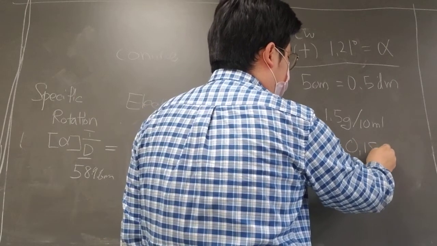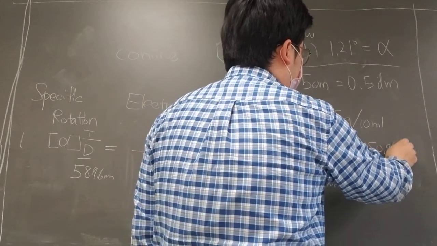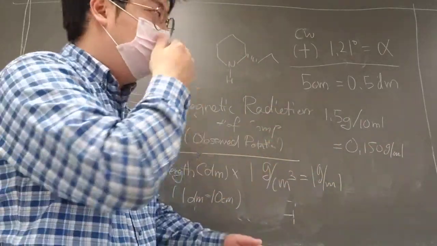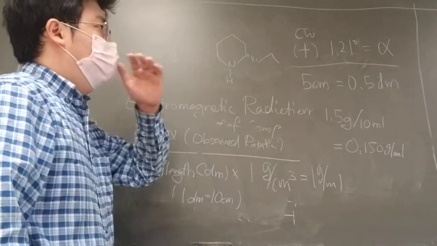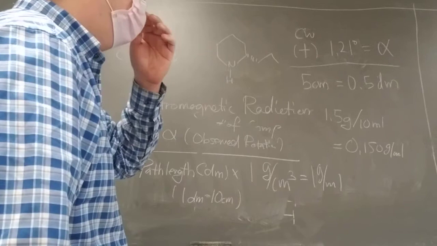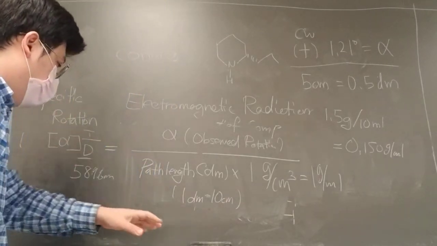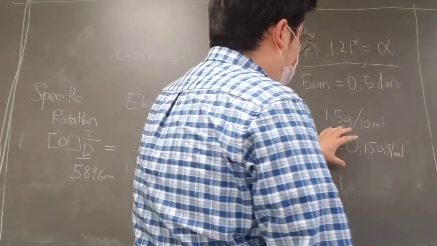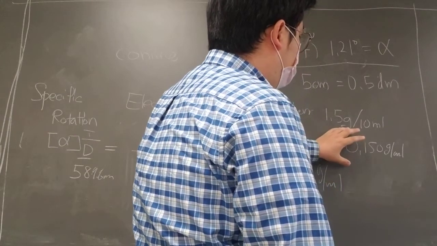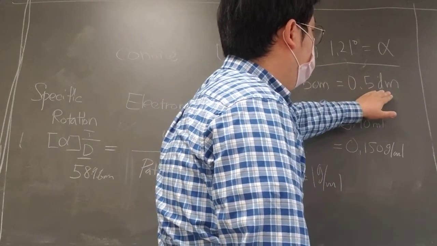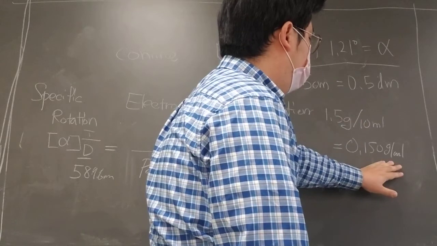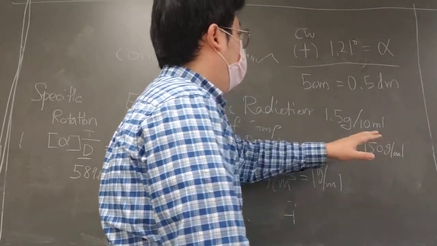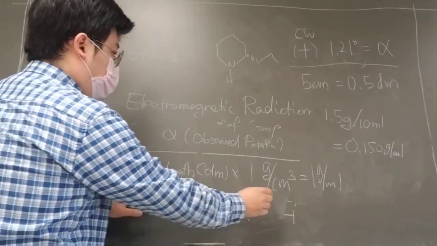0.15 gram per ml, or you can say centimeter cube, same. Okay, so now we have everything here. Now what we can do is get all the numbers for concentration and path length in the right units, which are decimeter and gram per centimeter cube or gram per mL. And then plug those numbers into this equation here.